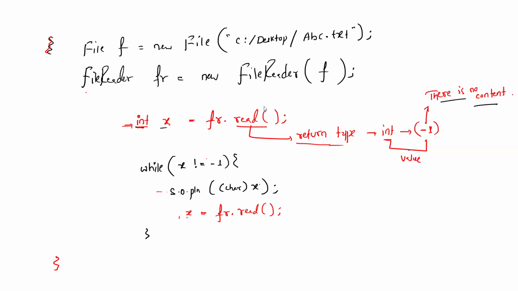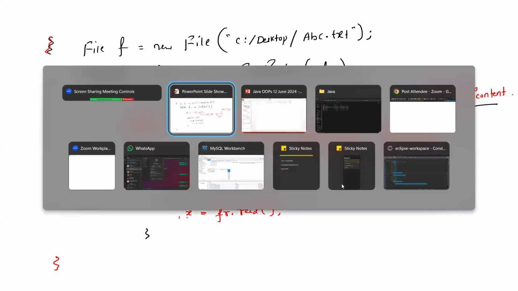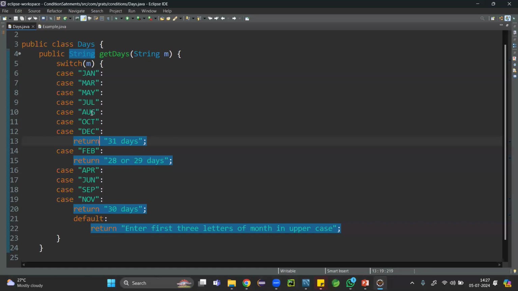Yeah, read method, not default value. When there is no content, it will return -1. I'll show you. You're right. Asking who is default. I didn't understand the question.